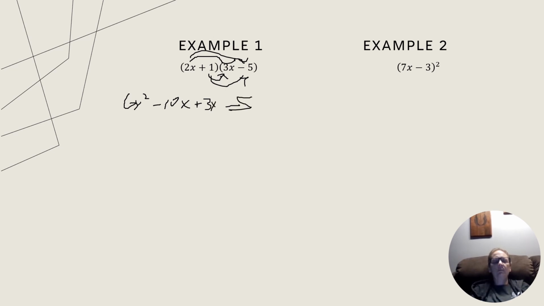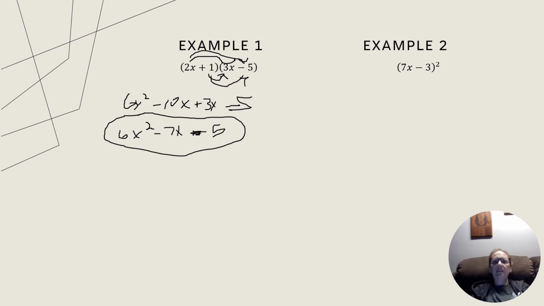Now all I have to do is combine the two middle terms and then I'm done. So I have 6x squared. Negative 10 plus 3 is negative 7x. And then, oops, minus 5. Almost wrote a plus there. So there we go. That's it. That's all there is to it.